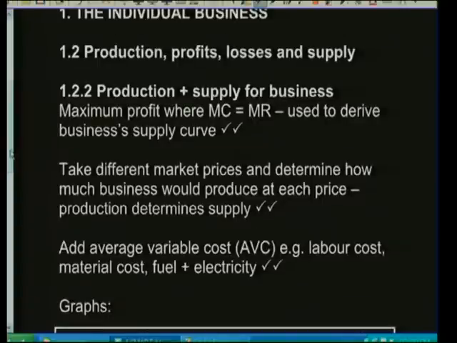Right, looking at production, profits, losses, and supply. Production and supply for the business: the maximum profit will be, as we indicated before, where marginal cost equals marginal revenue. And this is used to derive the business's supply curve. So when you look at the point where marginal revenue equals marginal cost, that is going to give you an indication of what your supply should be. Take different market prices and determine how much the business would produce at each price. In other words, production determines supply.